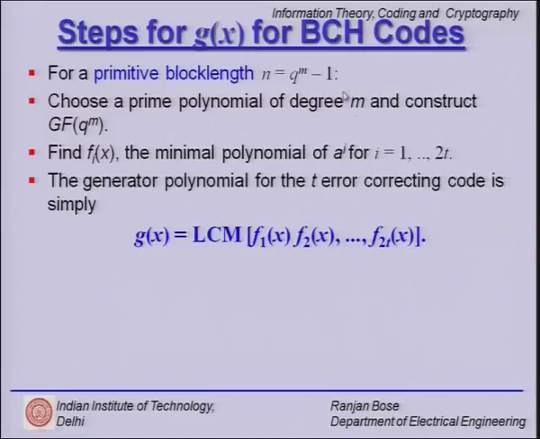So, we now have a very simple way for finding a t error correcting code. The starting point is n and t. You tell me how many errors you want me to correct and you tell me the primitive block length. With that, I will give you a BCH code which will guarantee to correct at least t number of errors.